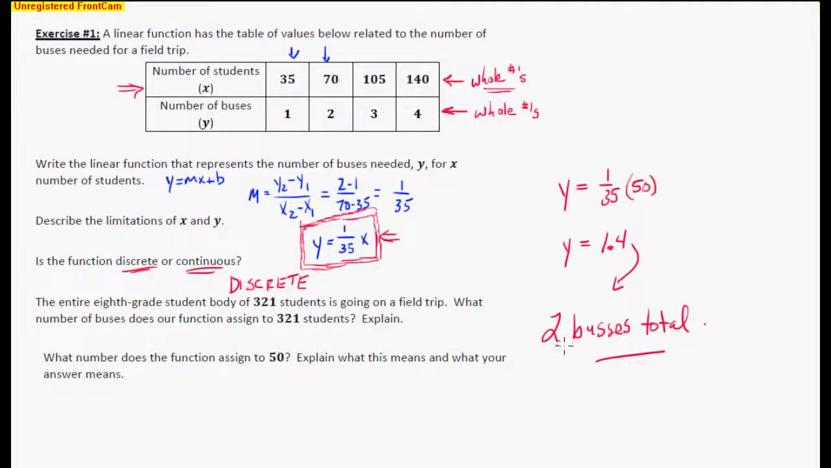All right, so that's exercise 1. We're using functions still, but we did throw some new ideas in here. This whole discrete or continuous. All right, and then we're just plugging in some numbers to the function. So let me clear the deck here, and we'll go on to example 2.